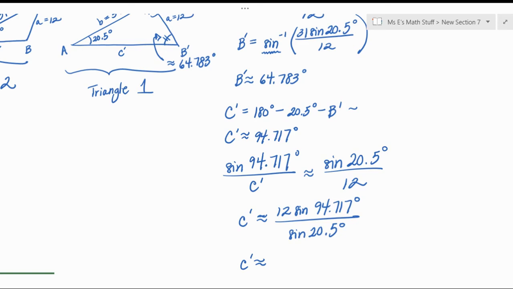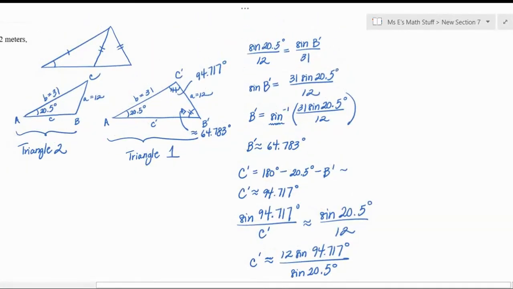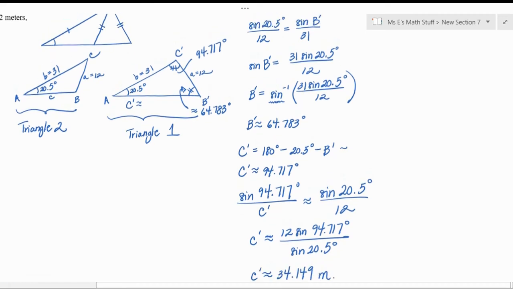34.149 meters. There we go. Okay, so I think we've solved this acute triangle over here now, because we know all the lengths and all the angle measures. Yep, we got it all.